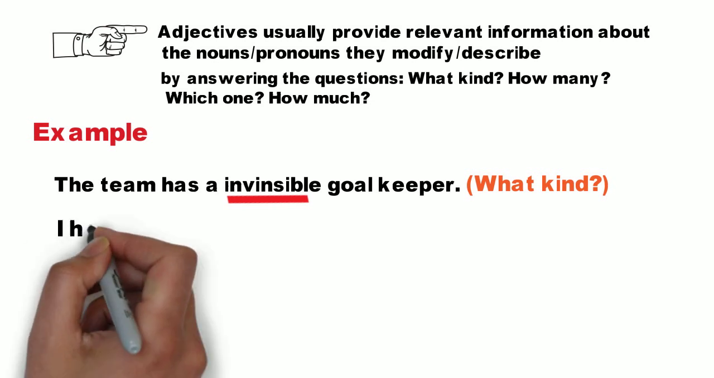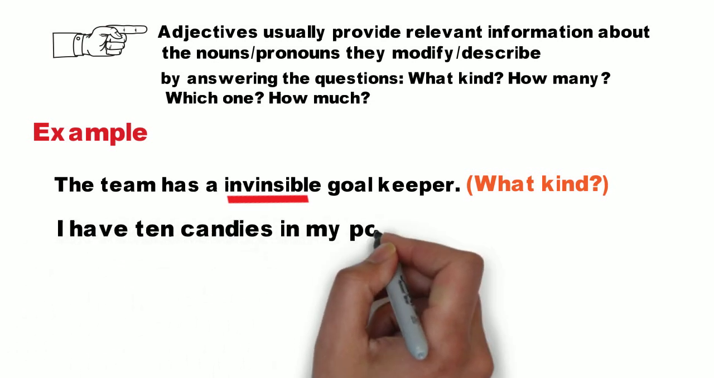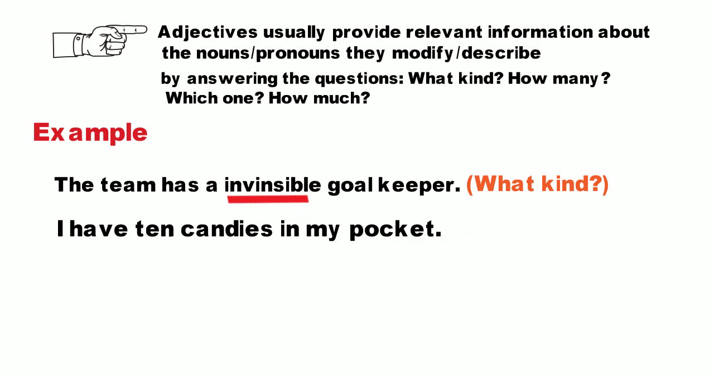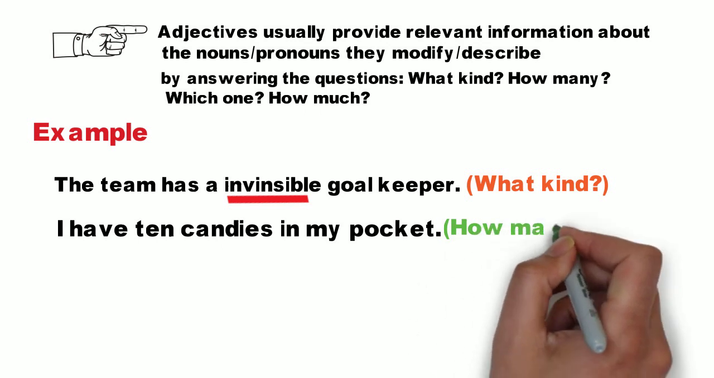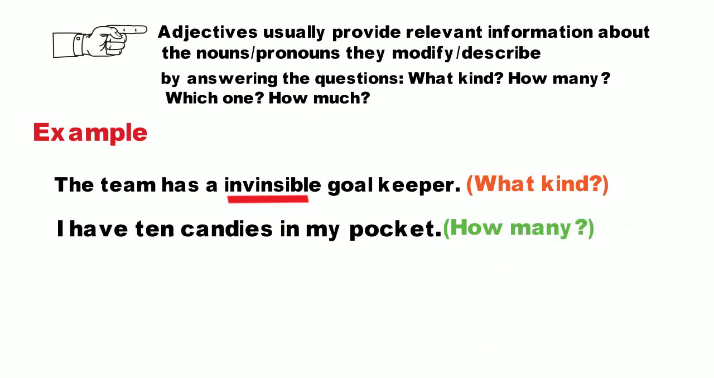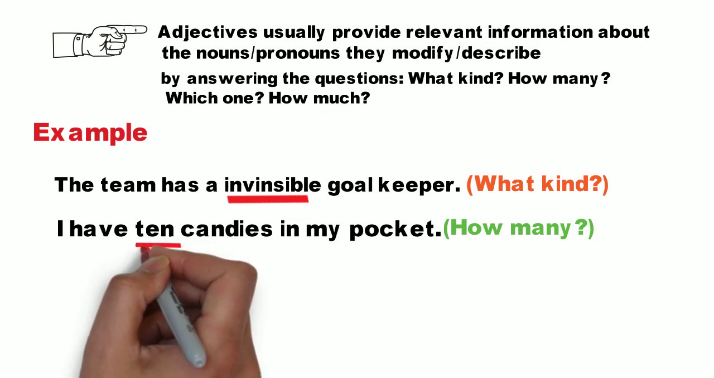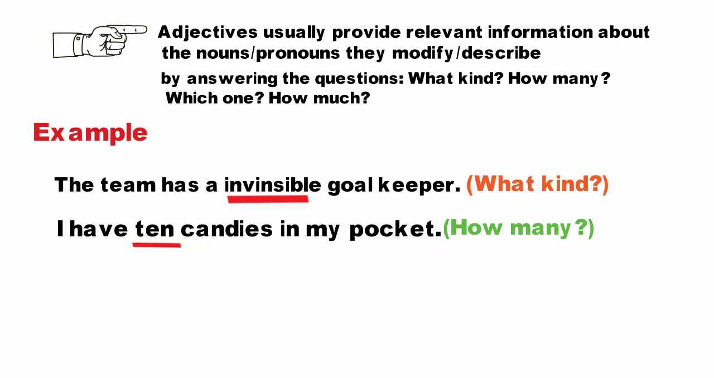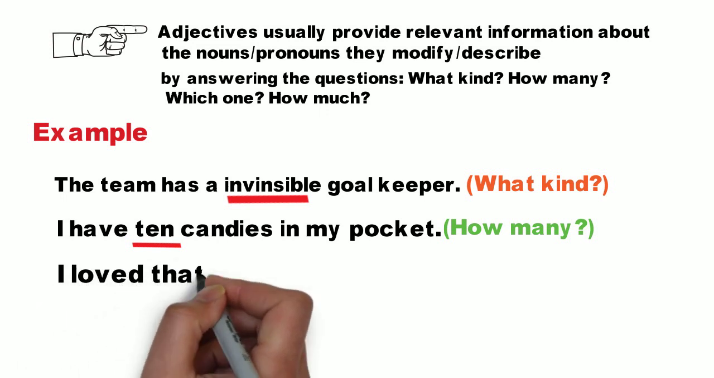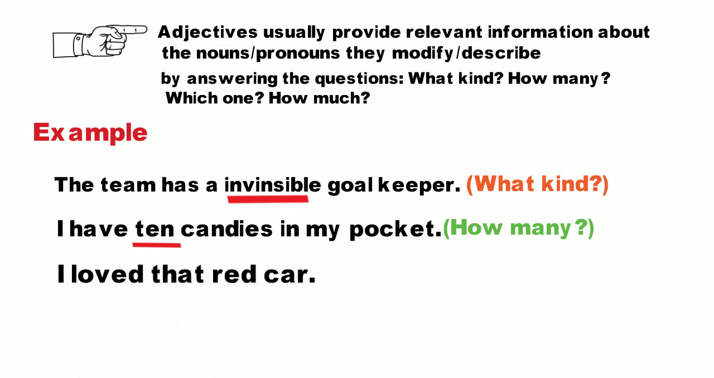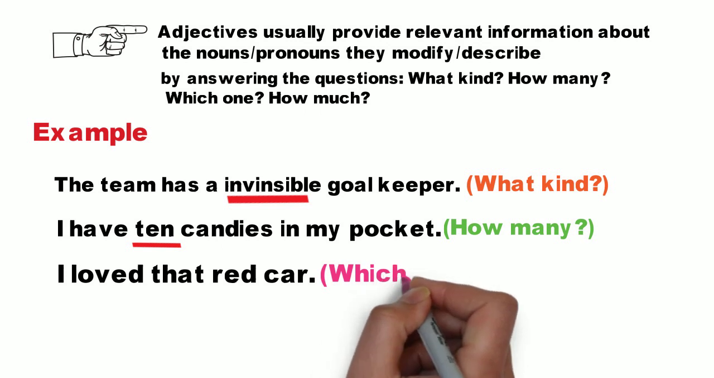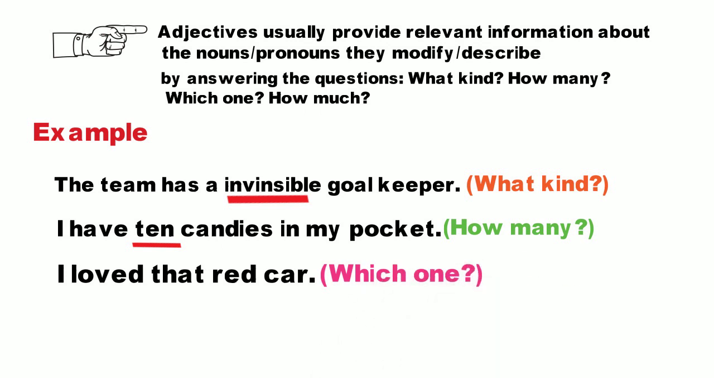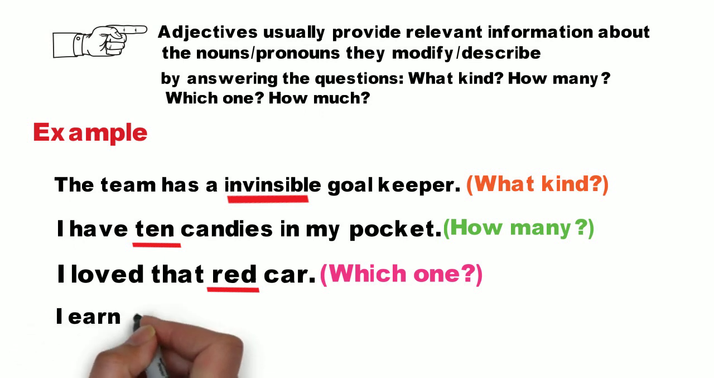Let's check another example. I have 10 candies in my pocket. When you see a number in a sentence, ask yourself, how many? How many candies in my pocket? So the answer is 10, and 10 is an adjective. Another example. I loved that red car. Ask yourself, which one? Which car? The answer is red, meaning that red is an adjective.